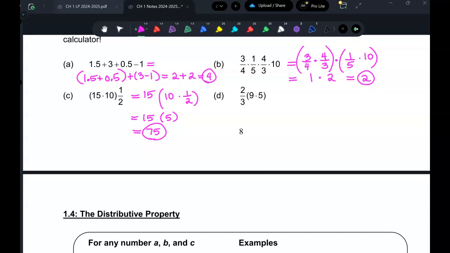Oh, I got 5. 15 times 5. Don't forget to multiply it. Okay, alright, last one.